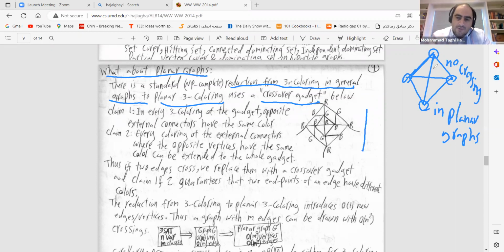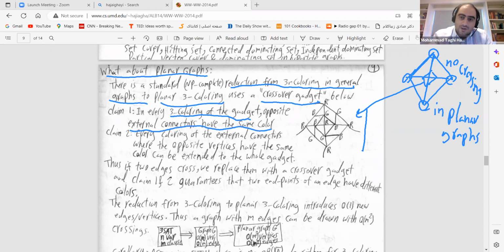The issue is that if you have a graph that has a crossing, to make it planar you need to uncross these edges. So for each crossing of this graph, I will put this gadget, the one that I mentioned. Anytime that something is crossing, I will put this particular gadget. What are the properties of this gadget? In every three-coloring of the gadget, opposite external connectors have the same color.